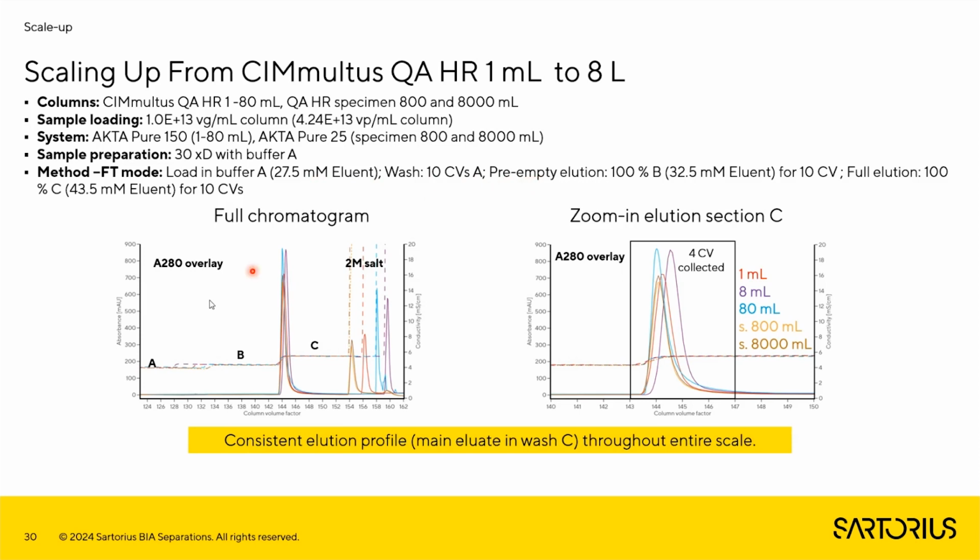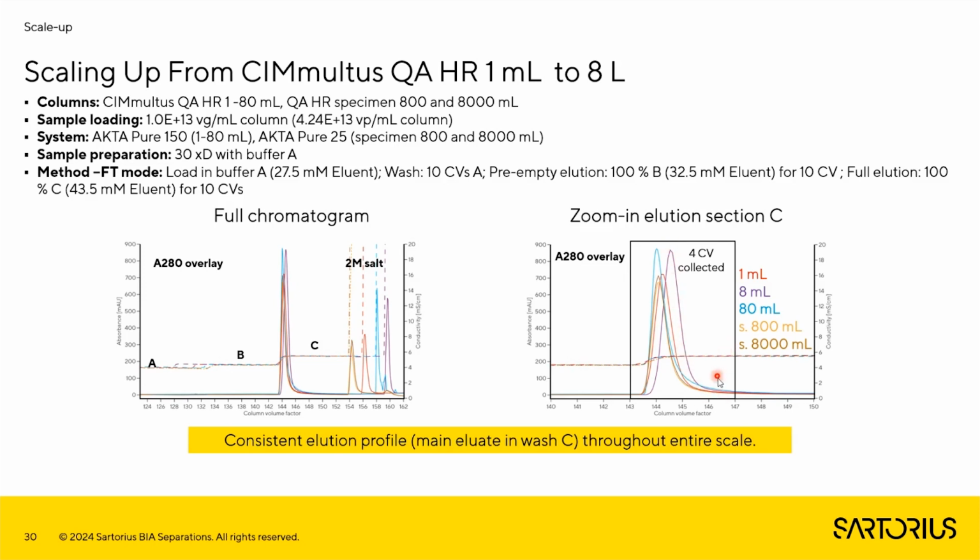And then we did a couple of washes. The A is using the same as buffer A. The B has a slightly higher concentration, and the C then elutes our main peak. Here's the full chromatogram, and then we also have the zoomed-in section. Once the step started, we started the collection for 4 CVs, and the entire AAV eluted in those 4 CVs.